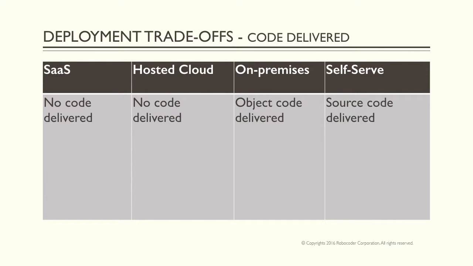There is no need to deliver any code in either the SaaS or hosted cloud scenario because the installation is done by vendor. In the on-premises scenario, object code is delivered to the customer. For self-serve deployment, source code is delivered to the customer so that customization and support can be performed in-house at the discretion of the customer.